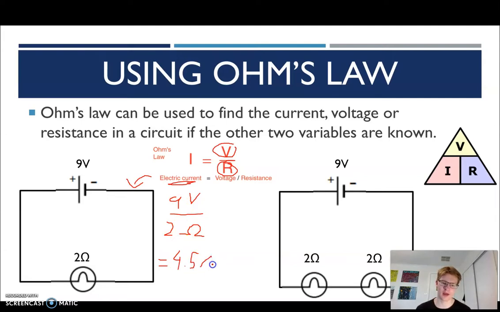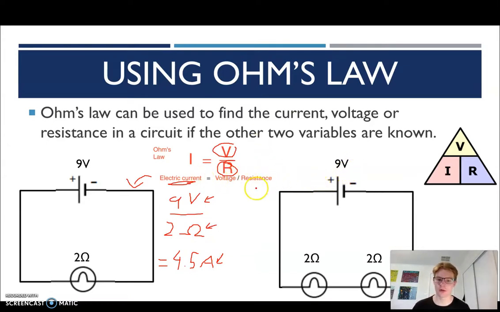4.5 amps. So just a reminder, V is the unit of volts, and ohms is represented by the omega symbol, and amps is the unit for current, and that's represented by an A. Okay, so here's another circuit.